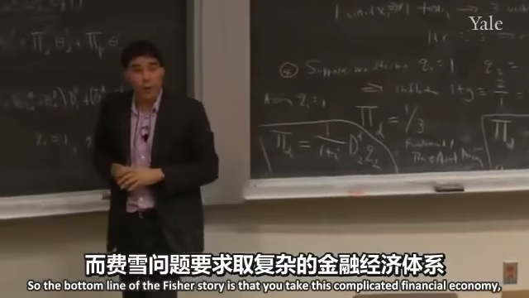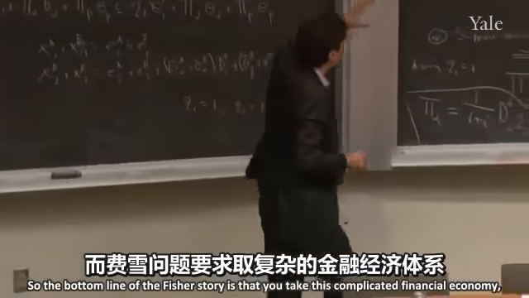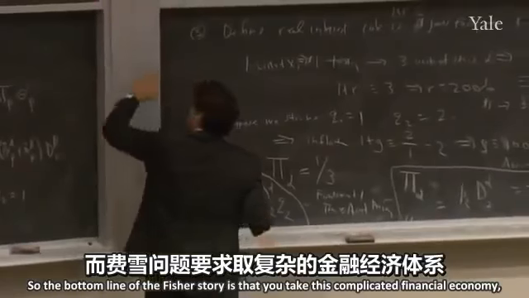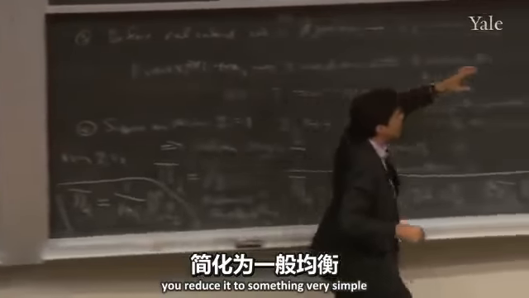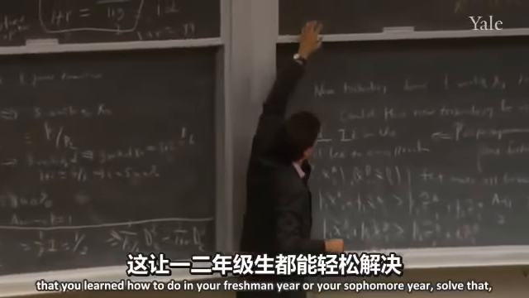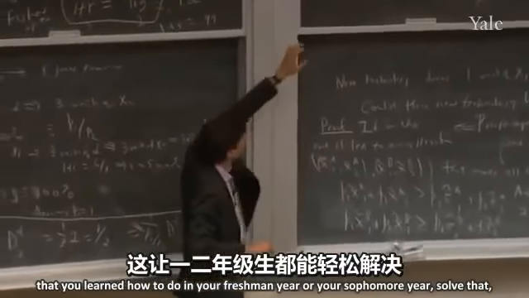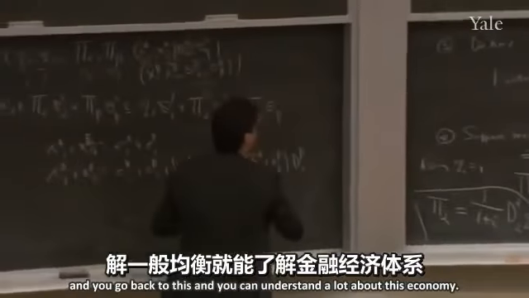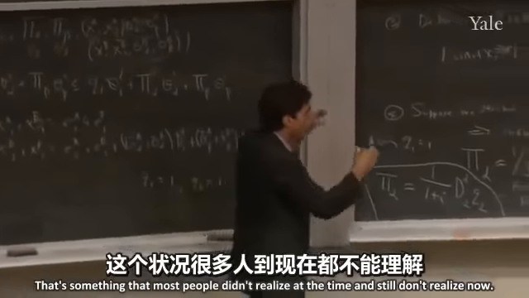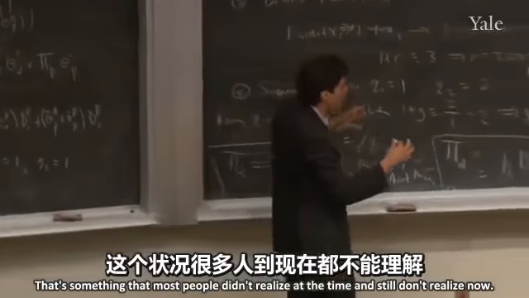But anyway, the bottom line of the Fisher story is that you take this complicated financial economy and reduce it to something very simple that you learned how to do in your freshman or sophomore year. Solve that, and you go back to this and you can understand a lot about this economy. That's something that most people didn't realize at the time and still don't realize now.